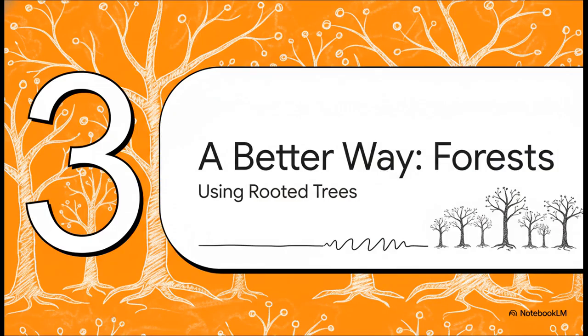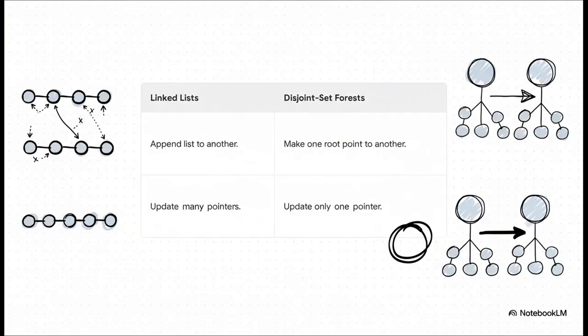Okay, so linked lists, total dead end. We need a much smarter approach. So, instead of a flat list, what if we organized each set as a tree? A whole forest of them. Now, this is a game changer. Remember, with lists, a union meant we might have to update hundreds or thousands of pointers. With a forest of trees, a union means we only have to update one. Just one pointer. You make the root of one tree point to the root of the other, and that's it.